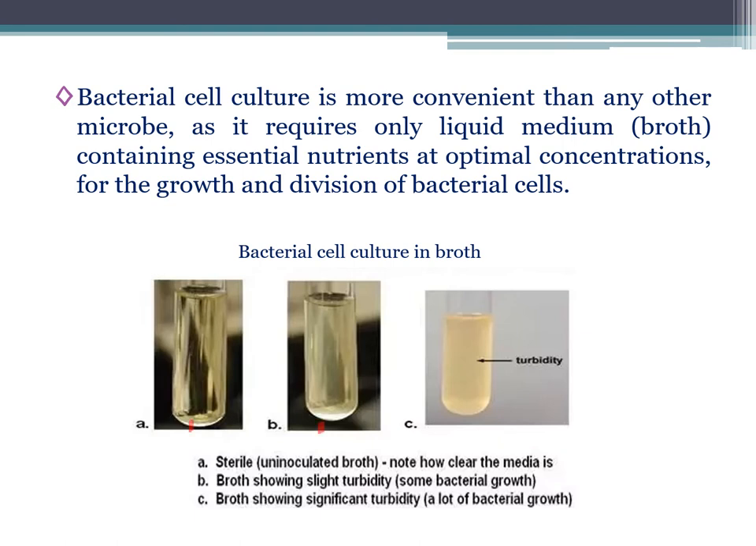Next is B. It also contains broth, but it shows slight turbidity. That is, some bacteria are there. And in the third, tube C, we can see significant turbidity. That is, a lot of bacterial growth. So, we can differentiate in these three pictures of culture tubes that in the first tube, there is no growth, it's sterile. Slight growth is visible in the second tube and highly turbid broth is seen in the third tube.